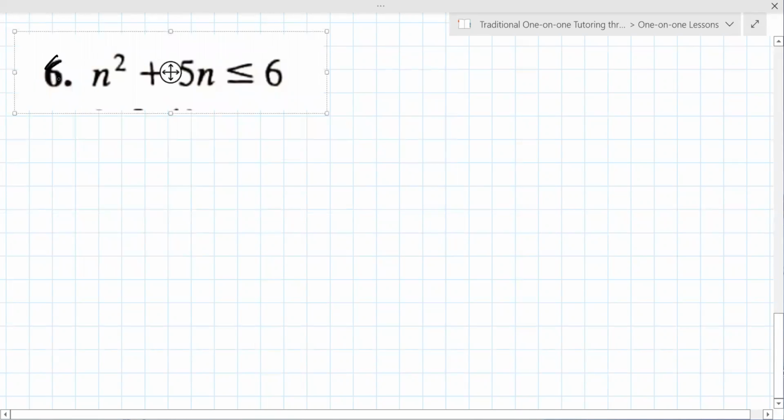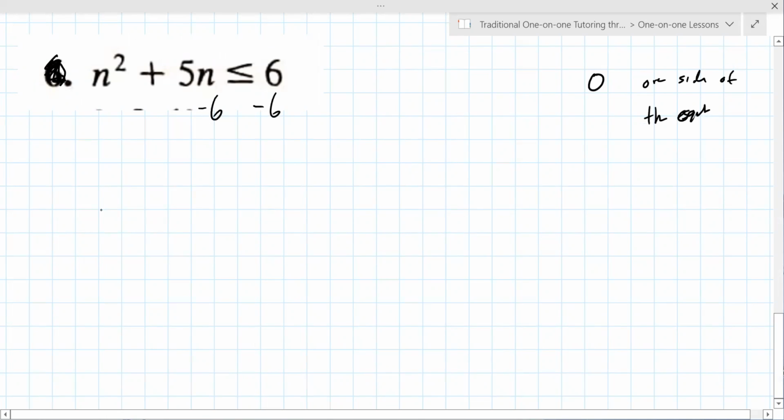With this one, I'm gonna show you the alternative way to do it. That's a little faster. Maybe you'll like it, maybe you won't. It's still some of the same first steps. Whenever you're solving an inequality or an equality, you really want zero on one side of the equation. This is just generally the case. So subtract 6: n squared plus 5n minus 6 less than or equal to 0.